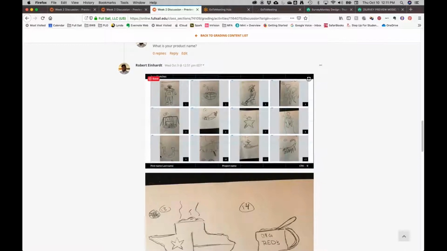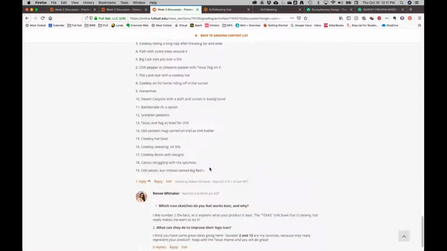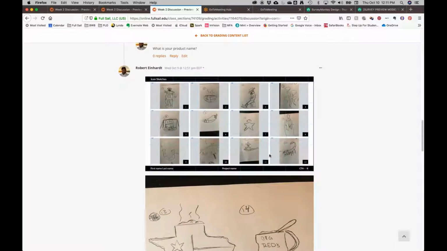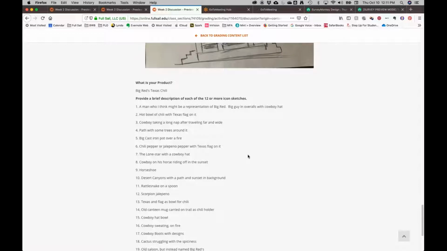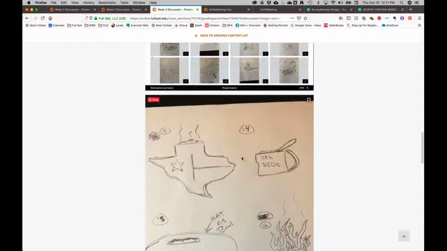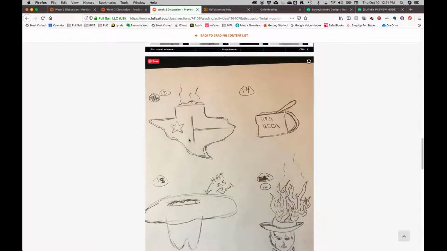All right, lucky horseshoe. Yes, all right, I know what that is. Number 10 is, let's see, Desert Canyon. This looks like, let's see, 11. Rattlesnake on a spoon. Ha. Scorpion. Yikes. And then you went above and beyond. 13, the state of Texas with chili steaming out of the top. Poor Oklahoma's getting it.